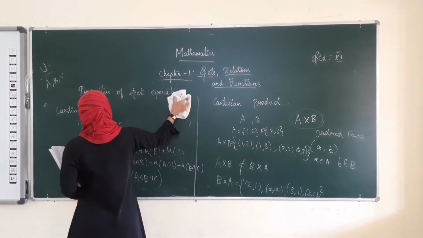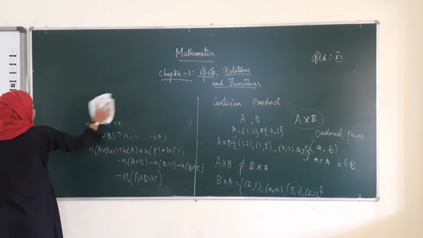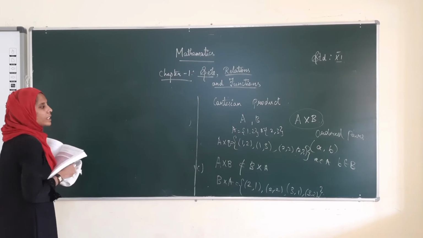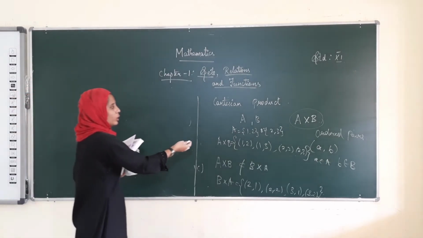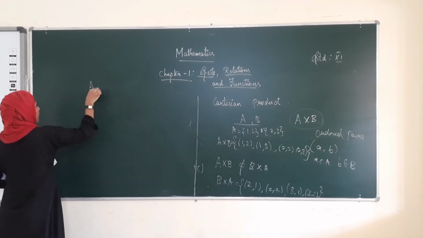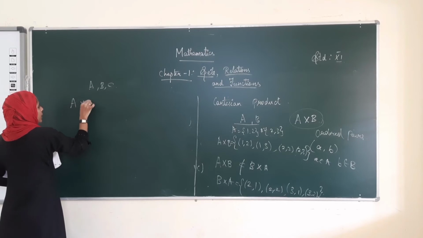Now, the Cartesian product of 3 sets. Here we took the Cartesian product of 2 sets. If we have 3 sets, A, B, C, then the Cartesian product of 3 sets.